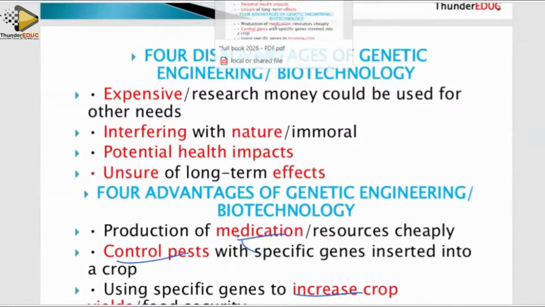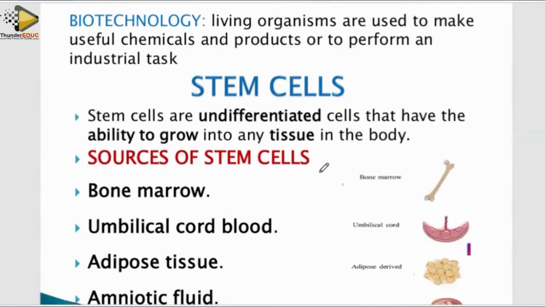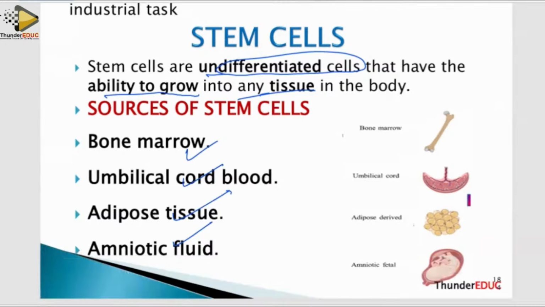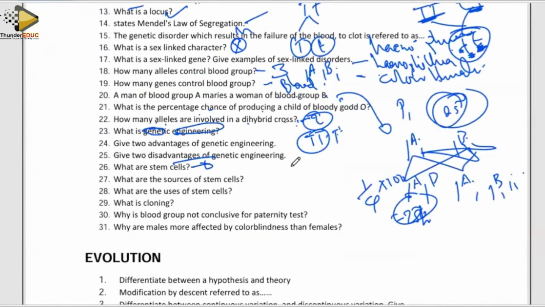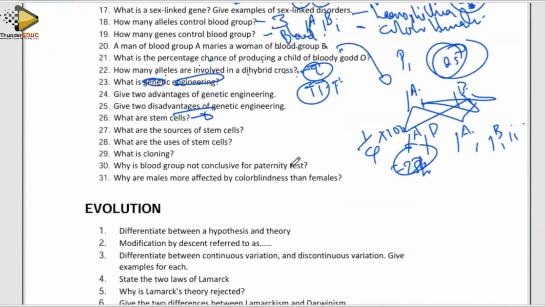They have the ability to divide and form undifferentiated cells that can grow and form any tissue in the body. Examples are bone marrow, umbilical cord tissue, adipose tissue, and amniotic fluid. All of these can be modified to form other body structures. So we call them stem cells.